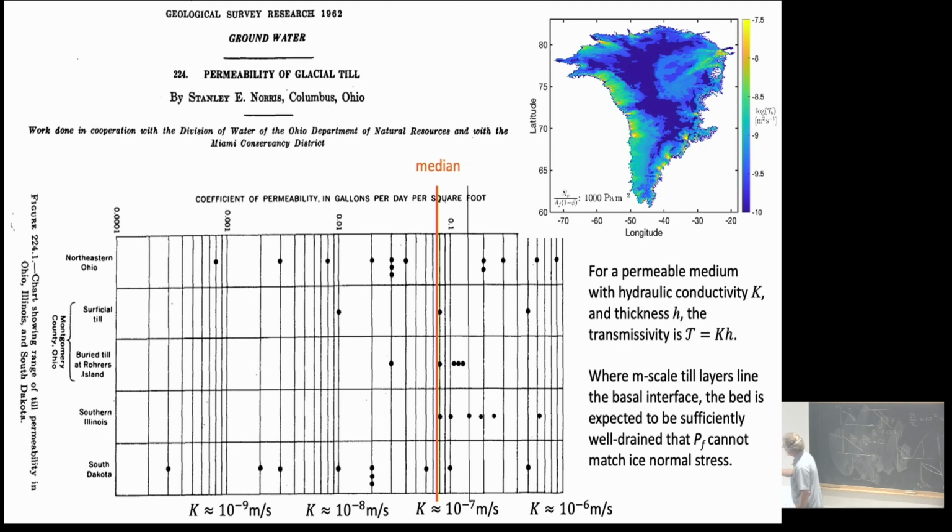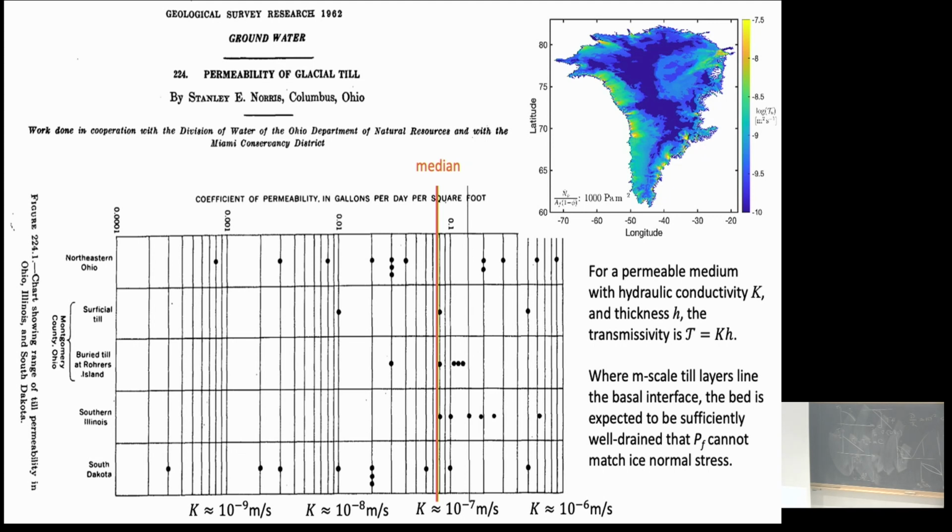I can't remember how many data points are on here, but this is all from tills in northern US states. Just taking the median value and converting that into a hydraulic conductivity in meters per second, the transmissivity is just the hydraulic conductivity times the thickness of till. The median value is 10 to the minus 7. If we had a meter of till underneath the ice, then this value would translate right to this value.